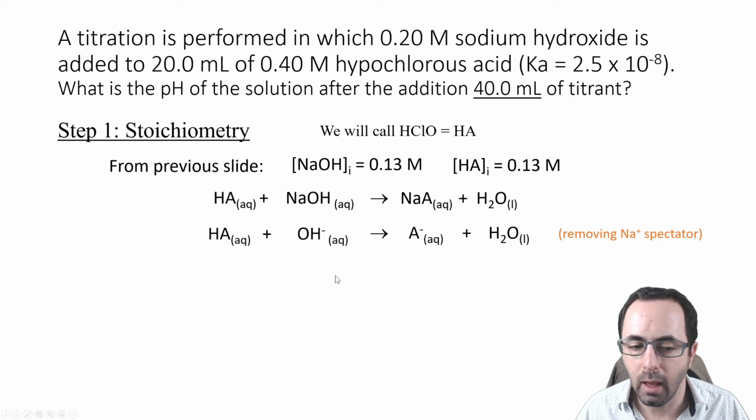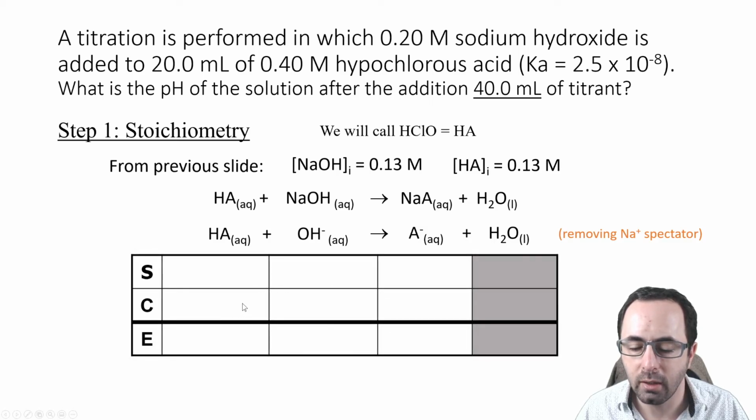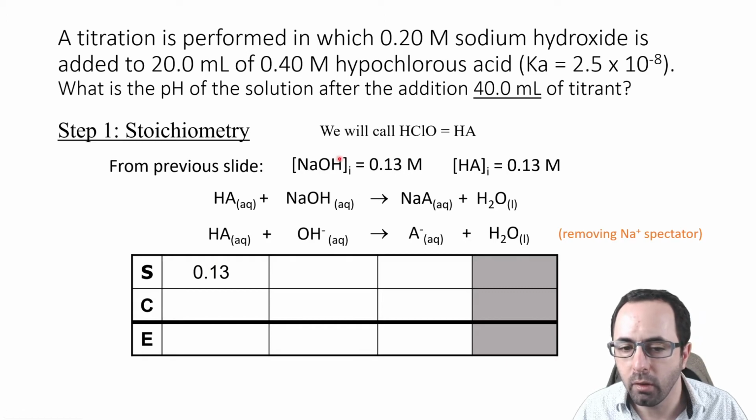Okay, and so now we set up our start, change, end stoichiometry table. Our initial concentration of the weak acid is 0.13 molar. For the sodium hydroxide, it is 0.13 molar. For the conjugate base, we have none.